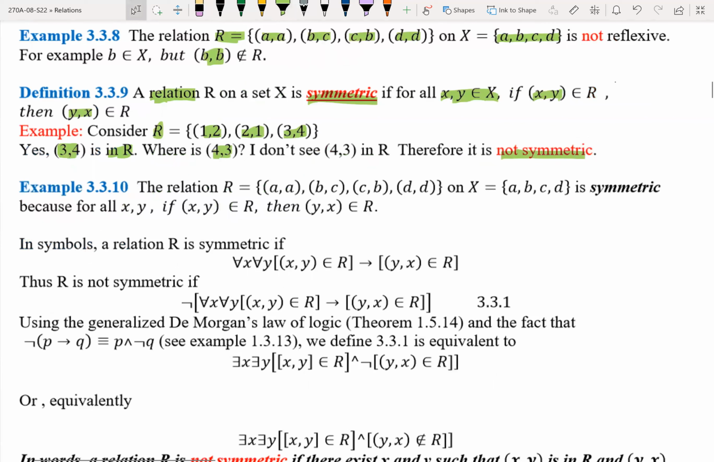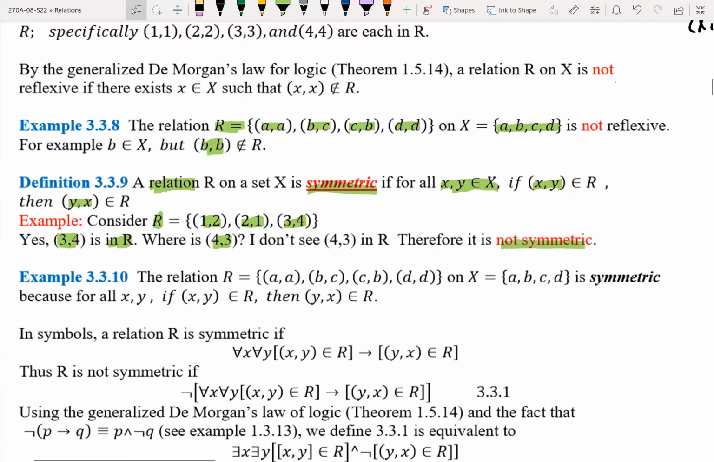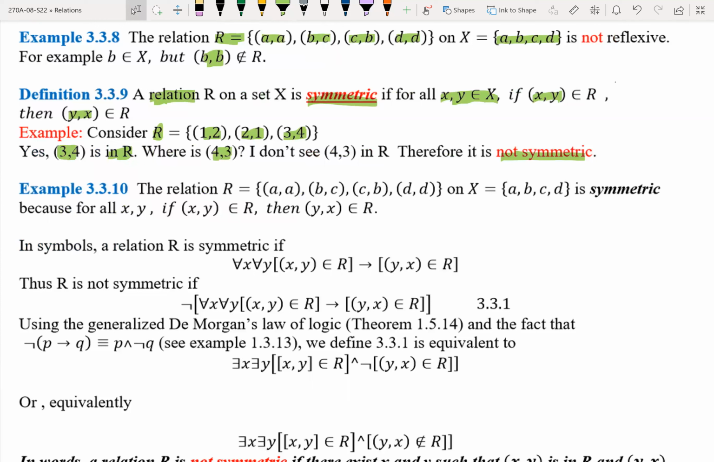So I have another example, I think the same example that we had on top for being symmetric. Can we check it? If A is related to A, it doesn't matter if you switch it, A and A is still the same. So it still is fine. You have to check it one by one, okay? If B is related to C, then you must have C and B, which is fine. If C is related to B, B and C is related, this is fine. And same thing, if D is related to D, switching D and D is the same thing.